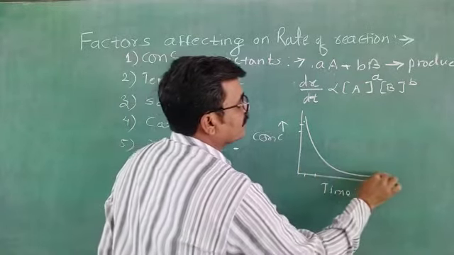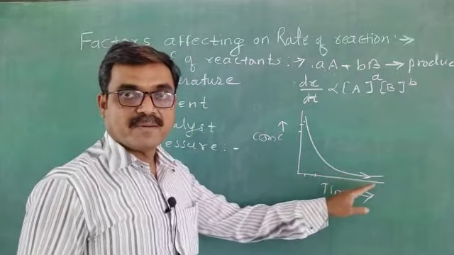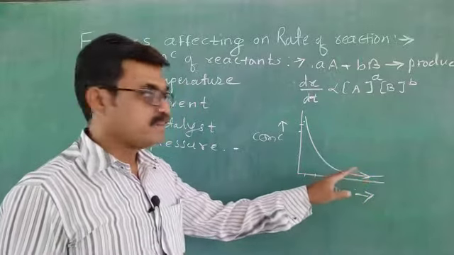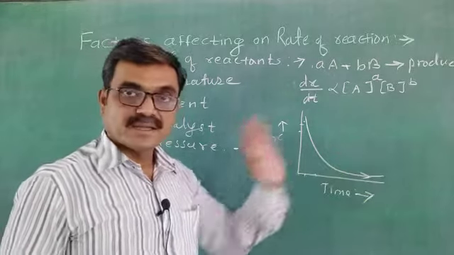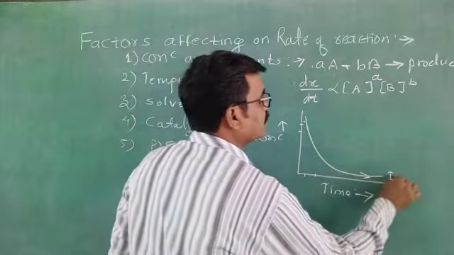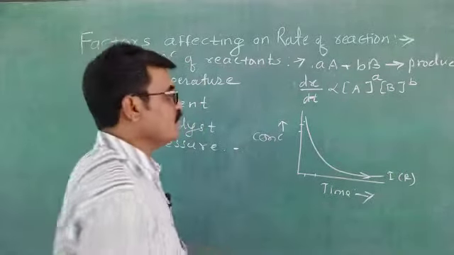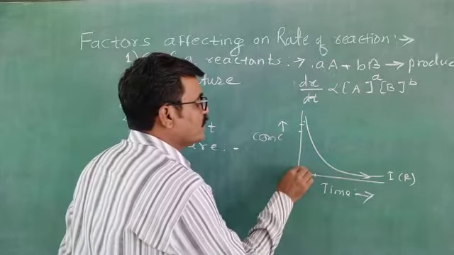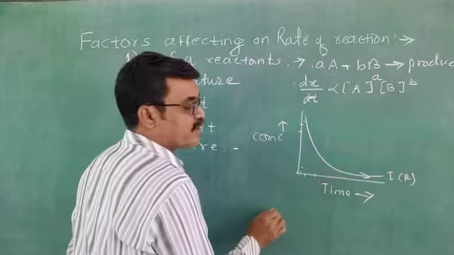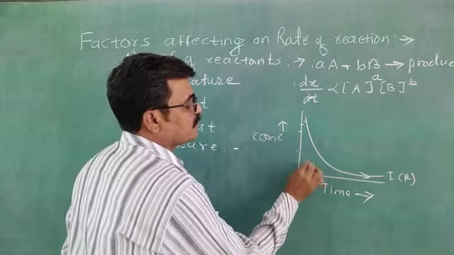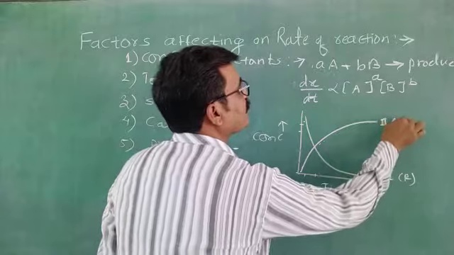From this curve it is clear that theoretically the reaction never goes to completion, but practically it is considered that after some time the rate of reaction slows down and the reaction is complete. This is the first curve and it is for the reactant. Opposite to this, initially at time 0 the product is 0. As time increases, the concentration of product increases, and in this way such a curve is obtained. This is the second curve and it is for the product.